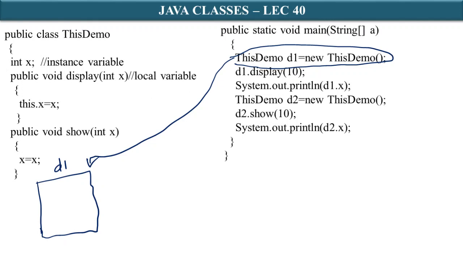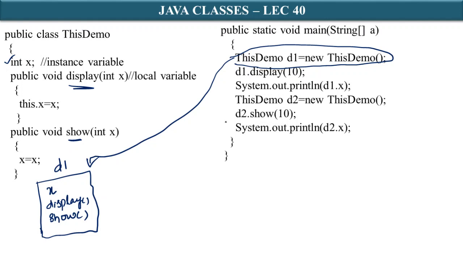What properties will this particular D1 object get? All the properties of the class. What are the properties of the class? It has x, so it will get x. And you have display. Yes, you have display. And what about the other one in this class? You have show. This is the object which will get all the properties of the class. It has one instance variable x, one method display, and another method show.